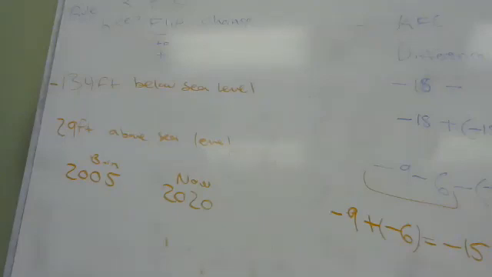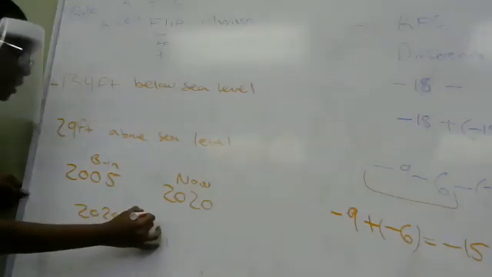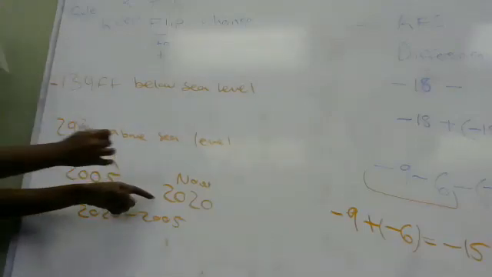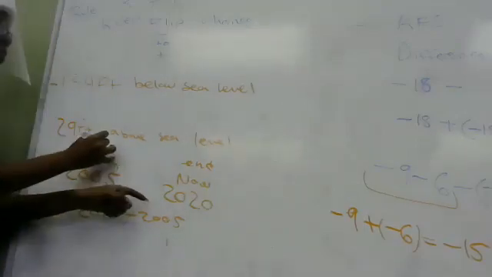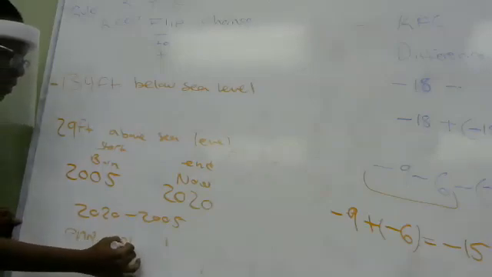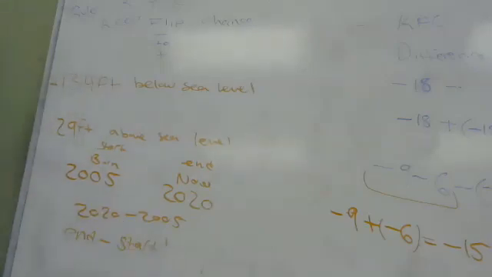What's it do? Subtraction. How did you subtract? I just subtracted 2020 minus 2005. In other words, you subtracted the end from the start. So it's the end minus the start. Was that what you meant?